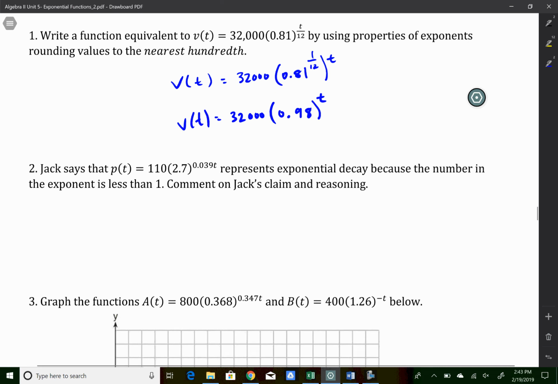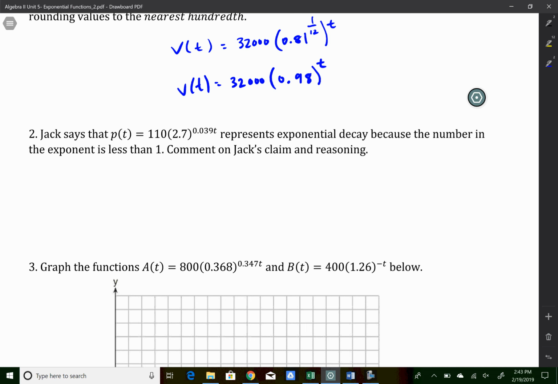Number 2 says, Jack says that p of t is representing an exponential decay function because the number in the exponent is less than 1. Comment on Jack's claim and reasoning. So let's see if he's right. So we could do this a couple different ways.